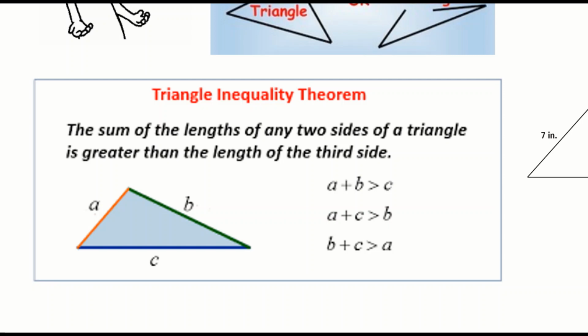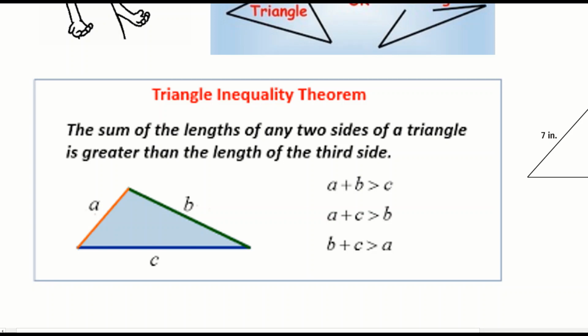If you take any two sides of a triangle and add them together, that sum has to be greater than the third side that you didn't add together. In other words, if you took A and B and added them together, that has to be greater than C, as we see right there. Or you could take A and C, add those together. That has to be greater than B, as we can see right there.